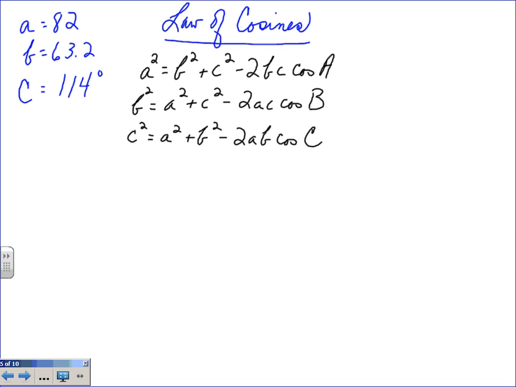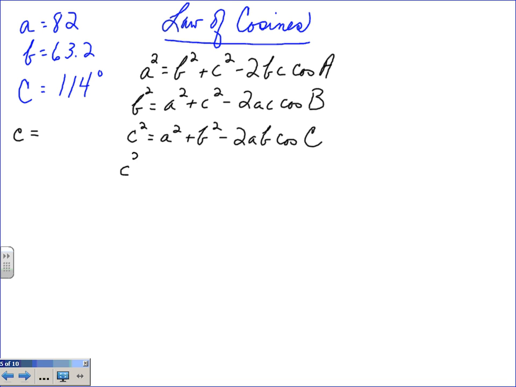Okay? So given the information where side A is 82, side B is 63.2, angle C is 114 degrees. Would it be helpful if we found side C? Then I could use law of sines, right? To find the other stuff that I'm missing. Let's find side C.